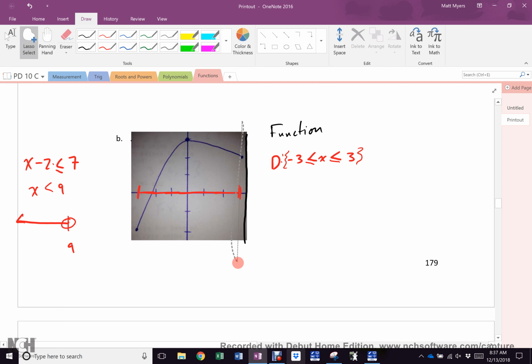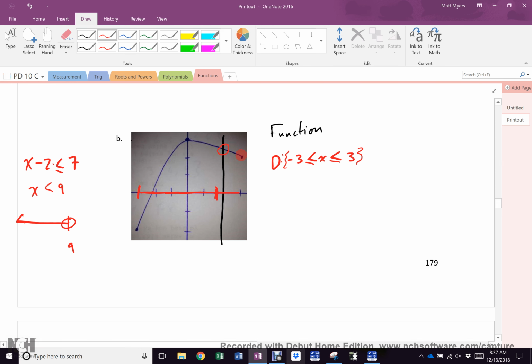Since it's a vertical line, it's passing through the x's, right? The x's are my inputs, yes? So at every point along here, that's an input of negative 2, or of positive 2, right? How many outputs does it have? 1. That's why it's a function. If it wasn't a function, the line would hit twice.